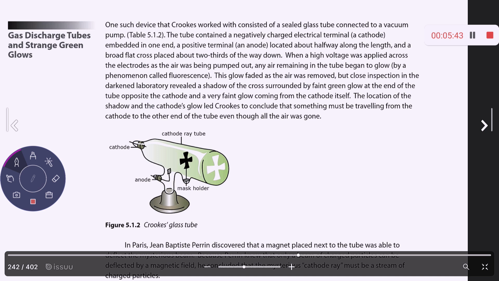But he noticed that there was a shadow on the other end of a cross, because he had this metal cross placed inside of the tube. And there was a shadow. It was faint green at the opposite end. And then he also noticed that something must have been traveling from one end to the other, because when you apply an electric charge, you're going to have a positive and a negative region. So something must have been traveling within that tube.